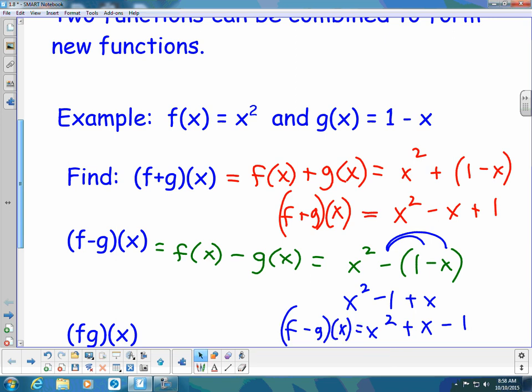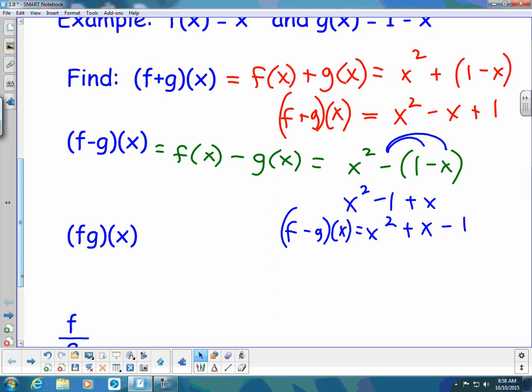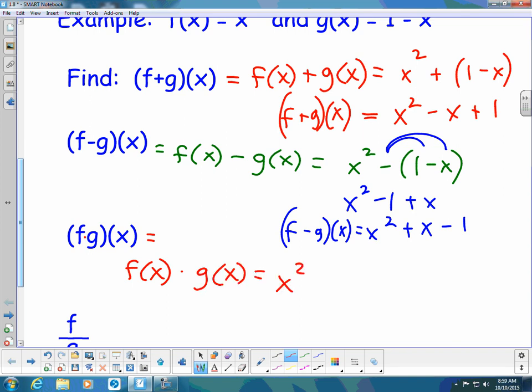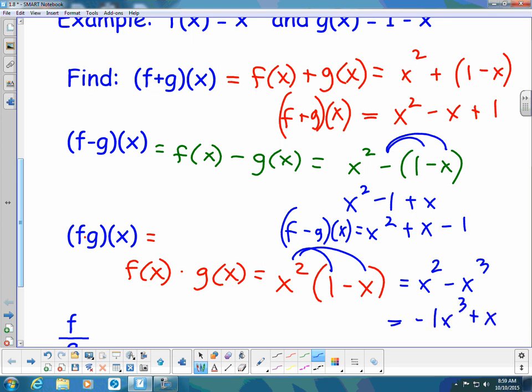All right, let's try f times g of x. Notice there's no operation in between the f and the g, so we can understand that to be a multiplication dot there. So this is the same as saying I want f of x times g of x. So that would be x squared times 1 minus x. And if I distribute here, I would get x squared minus x cubed, or in standard form, negative 1x cubed plus x squared. So this is going to be my f times g of x.